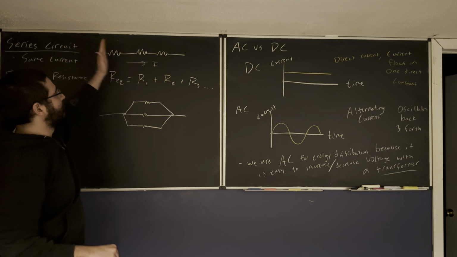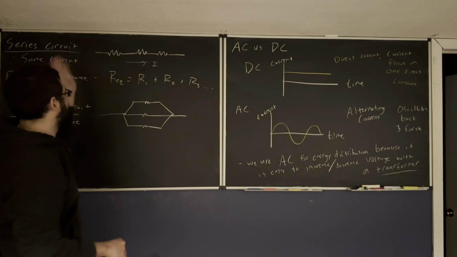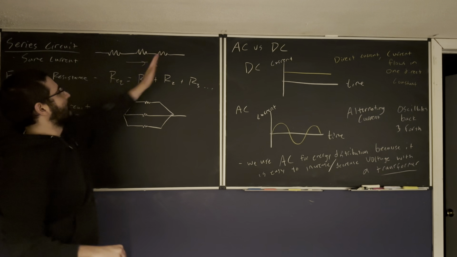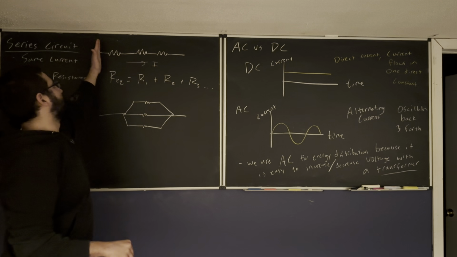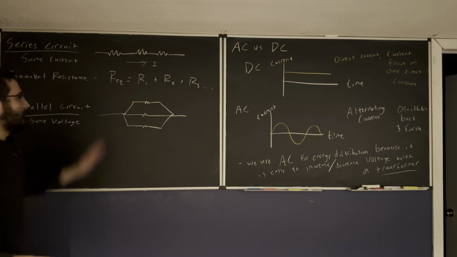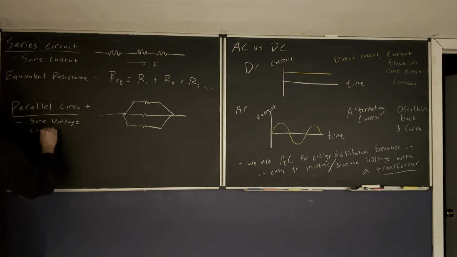For series, the voltage has to drop across each one, right? So say for example, these were all the same resistance, and we have to go from 9 volts all the way down to 0 volts. It'd go 9 volts, 6 volts, 3 volts, 0 volts, okay? Whereas in parallel, the voltage drops across all of them at the same time. I also put that the current splits, so make sure you know that the current splits.